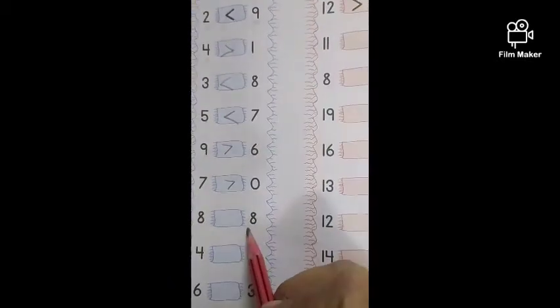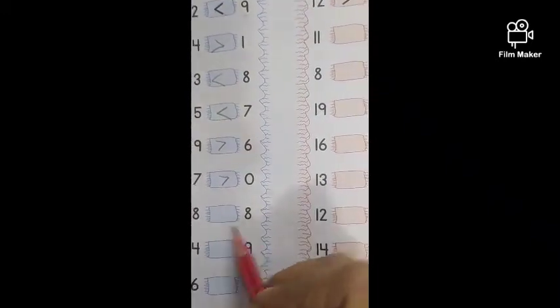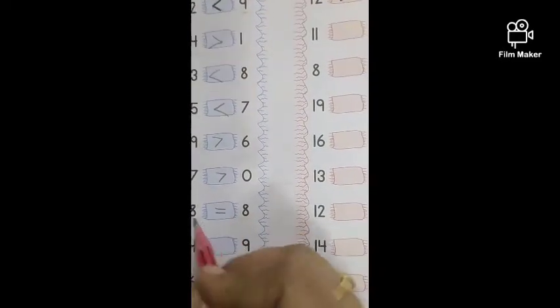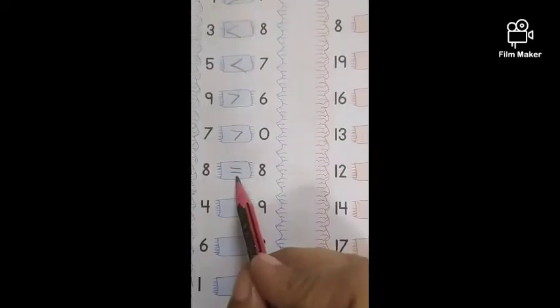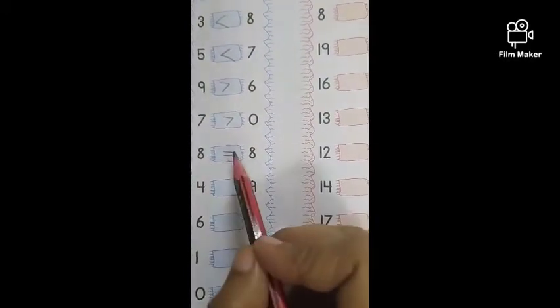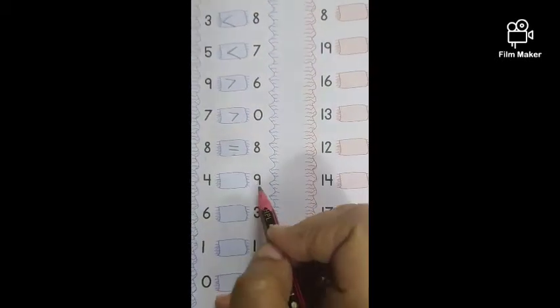Here is it. Both the numbers are same. So which sign should I put? Very good. Equal to. Same number. This is very easy. If both the sides have the same number, put the sign of equal to. Brother and sister both get toffees equal in number. So equal to.